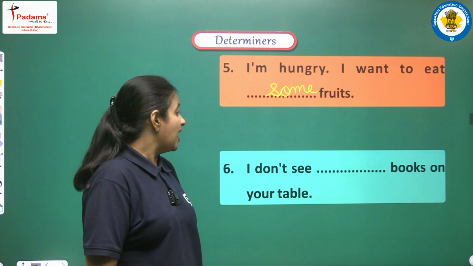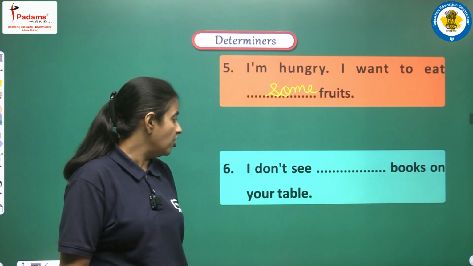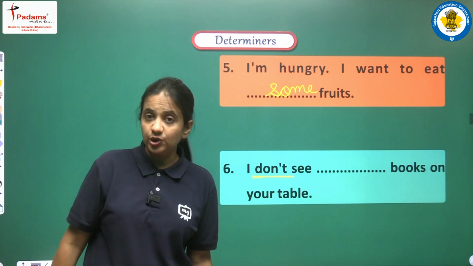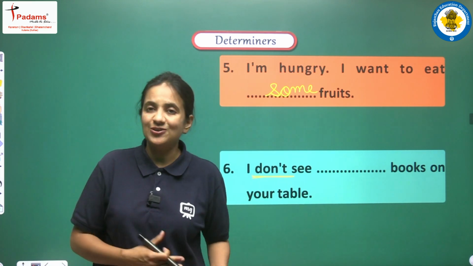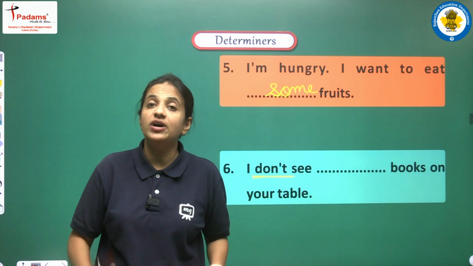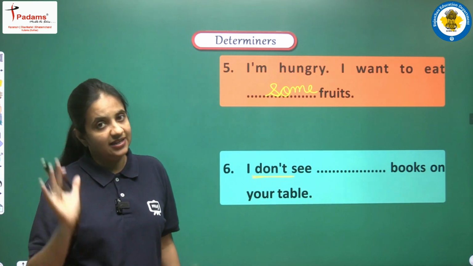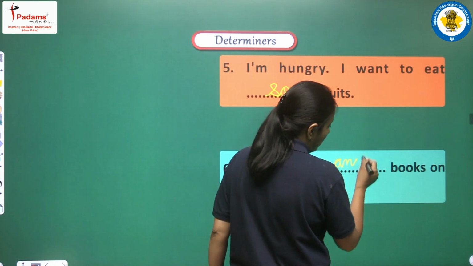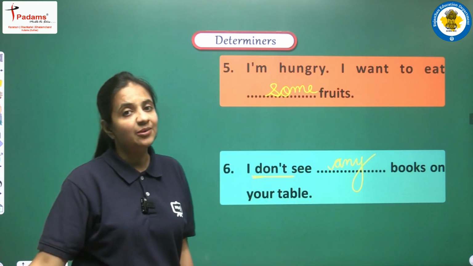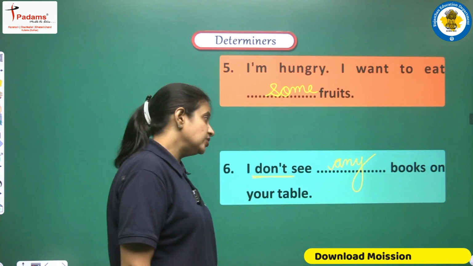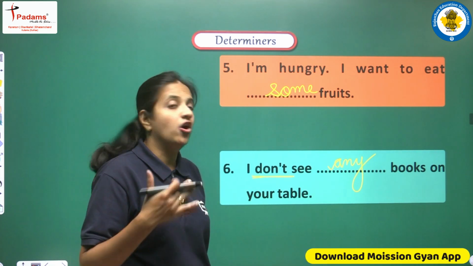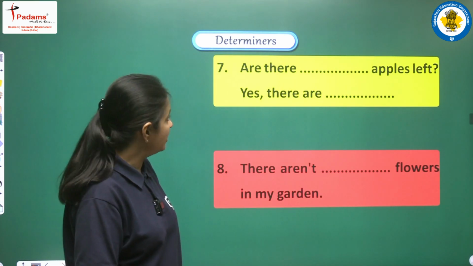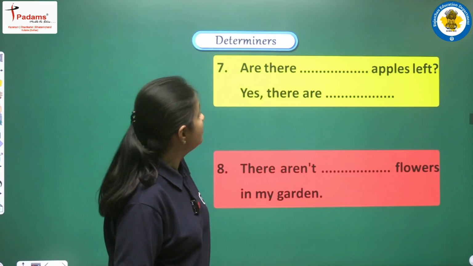Next sentence, I don't see books on your table. So in this sentence also, we are having don't. It means do not, and because of this use, we are having one negative sentence here. And yes, in negative sentences, we have to use any. So now our answer will be any, and the complete sentence will be, I don't see any books on your table.